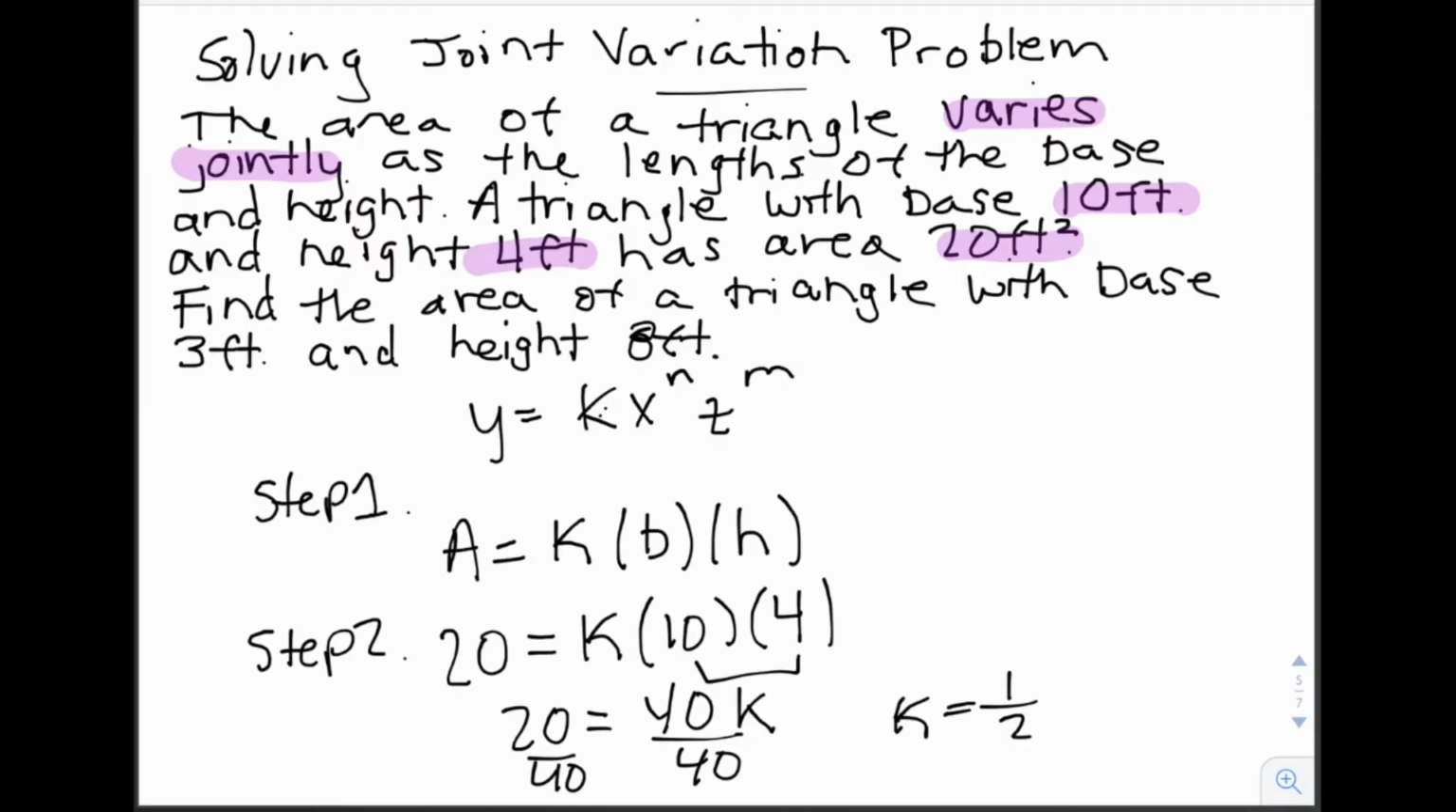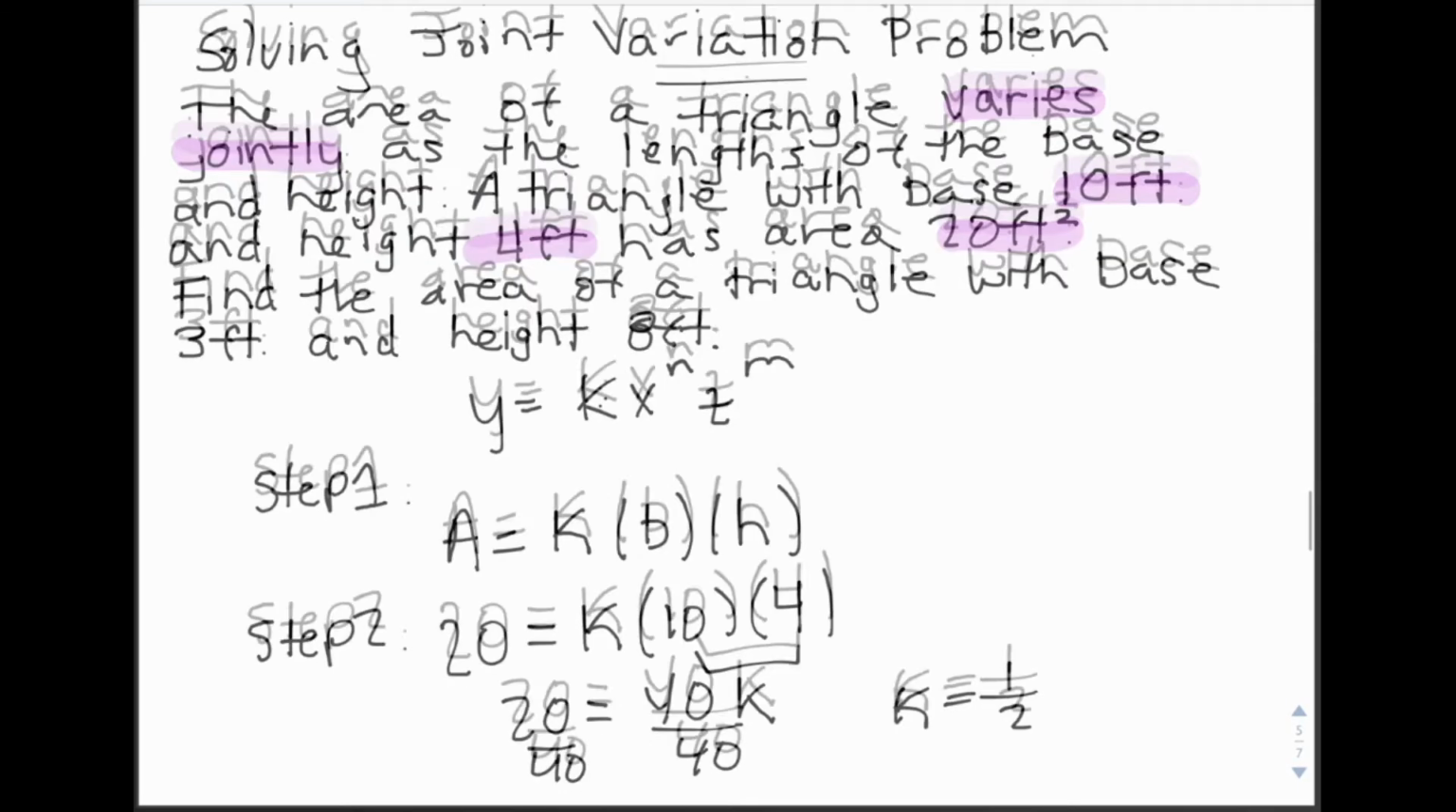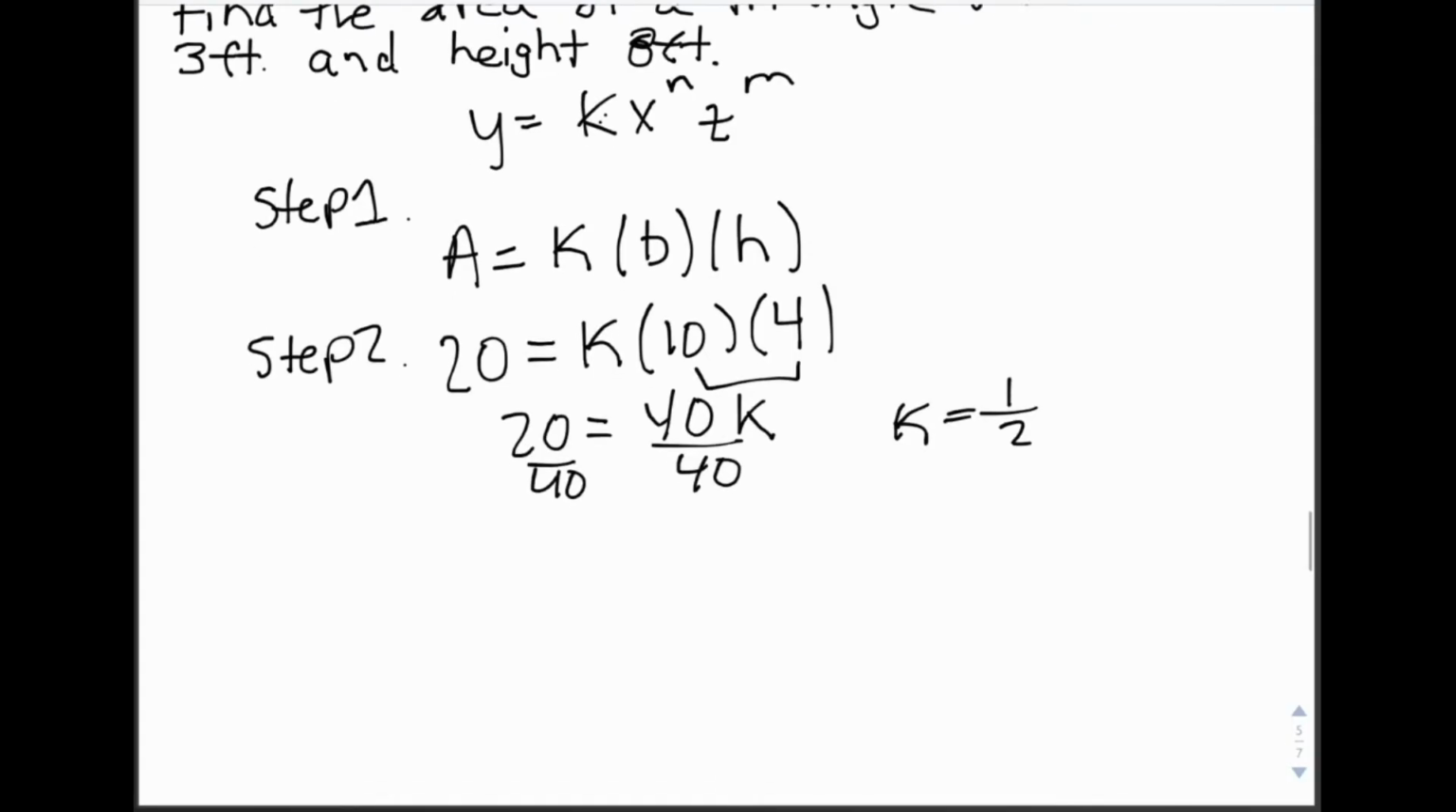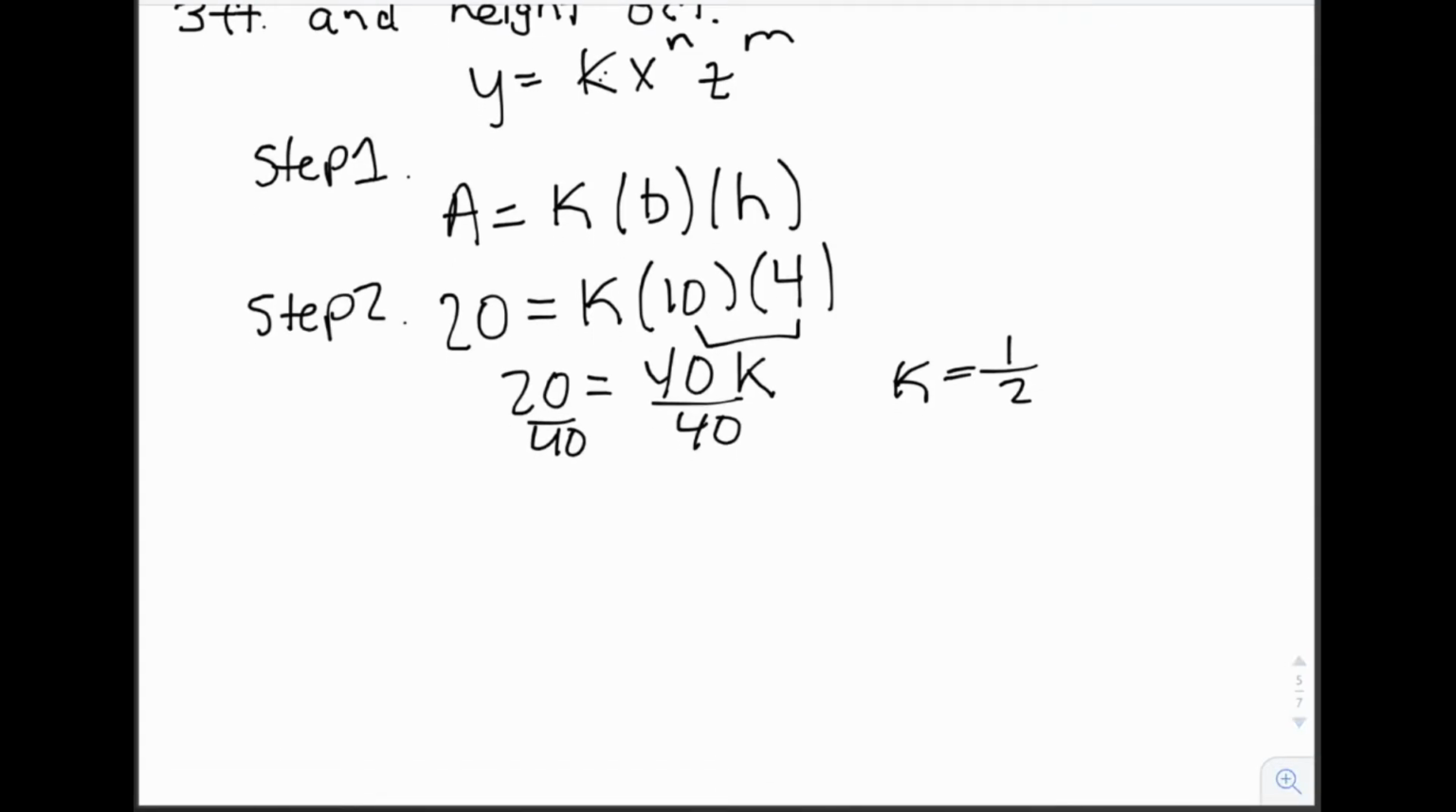So let's go ahead and take that k, plug it back into the equation to get us our area of a triangle. So step 3, we're going to take that k, plug it back in. So now we have the general formula. Area is equal to 1/2 times base times height. And we can figure out our second piece of information and solve for our unknown. So step 4, let's combine step 4 and step 5.